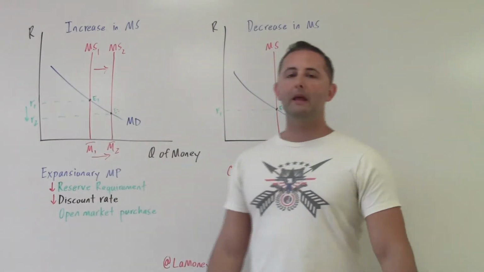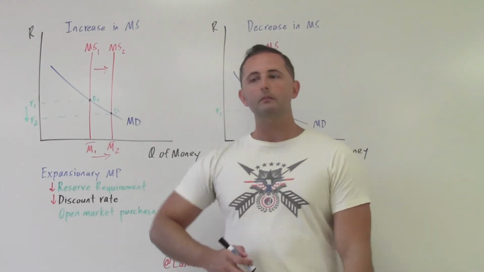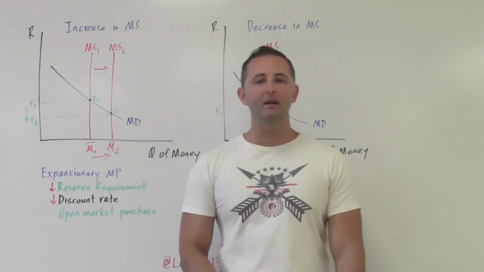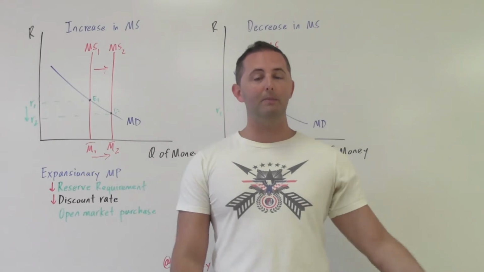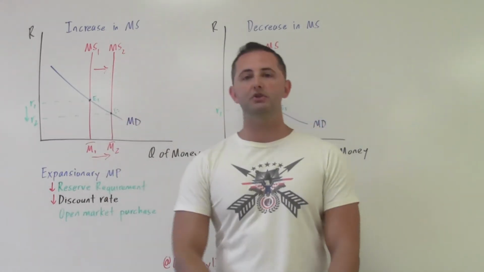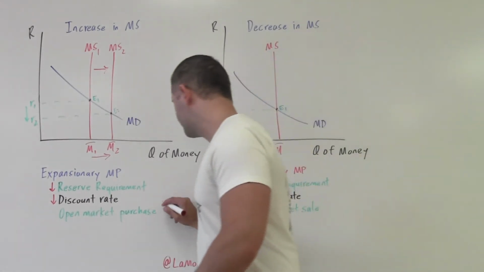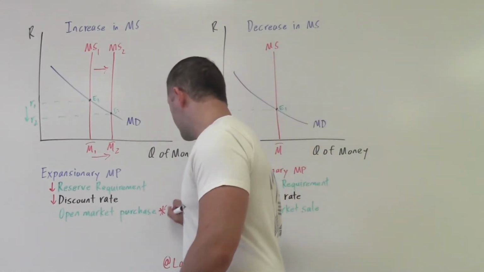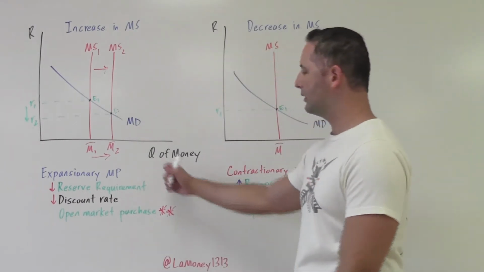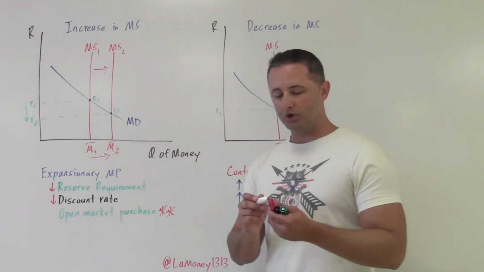to fall. They could also decrease the discount rate, making it cheaper for banks to borrow from the Fed, in turn increase the amount of money banks have to lend out, which would in turn increase the money supply, cause interest rates to fall. And the most important one, I know it's last, but this is the most significant one. This is the one that they most commonly do. They don't actively change those all the time. But this last one, open market purchase.